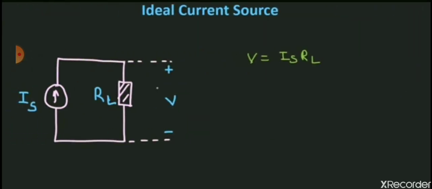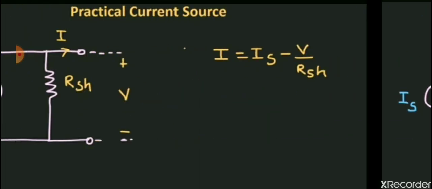Now if we connect the load resistance, then the voltage across the terminal is given as Is into RL. So as we increase the value of resistance, this terminal voltage also goes on increasing. So ideal current source is a source which can supply any amount of voltage to the load.